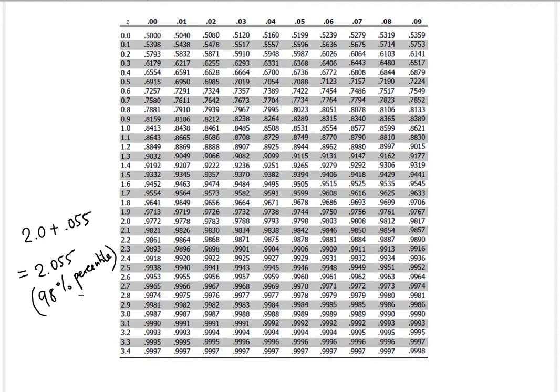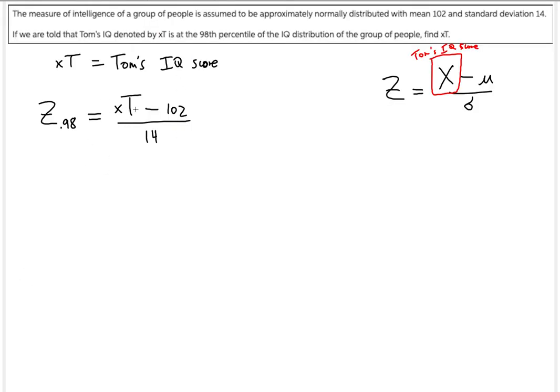Basically, all the z values greater than this value correspond to the remaining 2% that are greater than this. All the probability values that you see beyond that make up the remaining 2% of the probability, taking the area of the normal curve. Let's go back now that we found that value, 2.055. We can put that instead of the z value here, so this is equal to 2.055 based on what we just found.